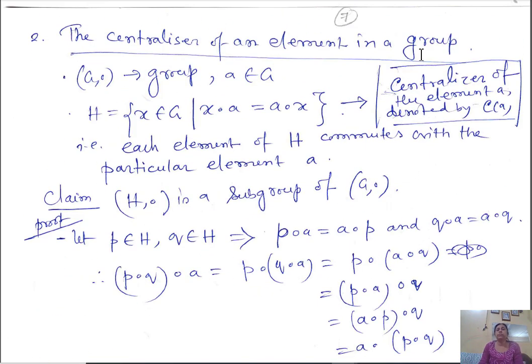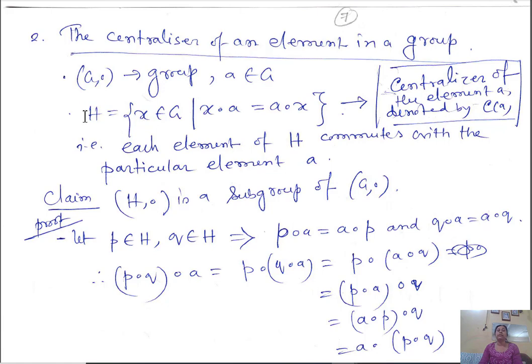Centralizer of an element in a group. So G is a group and I fix an element A. The centralizer of A is the set H, which you define in this way: the set of elements X belongs to capital G which commutes with A. So X composition A equals A composition X. Okay, this is called the centralizer of A.